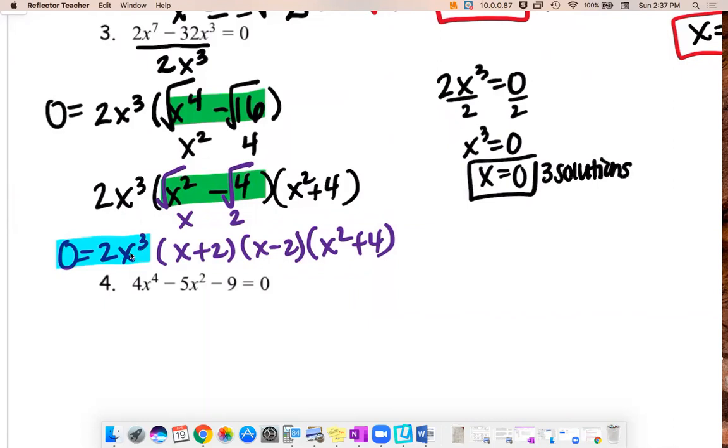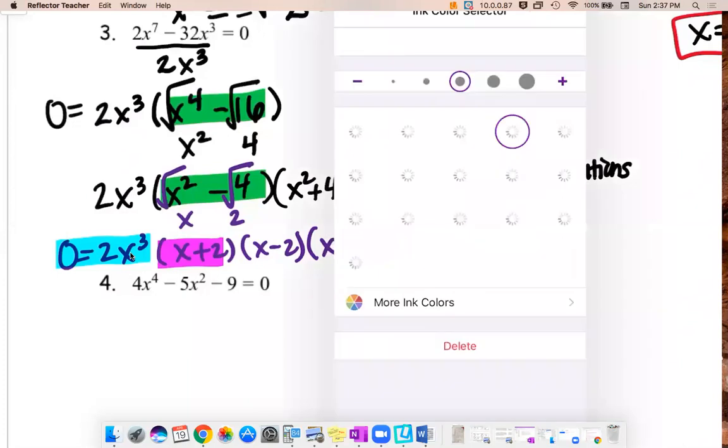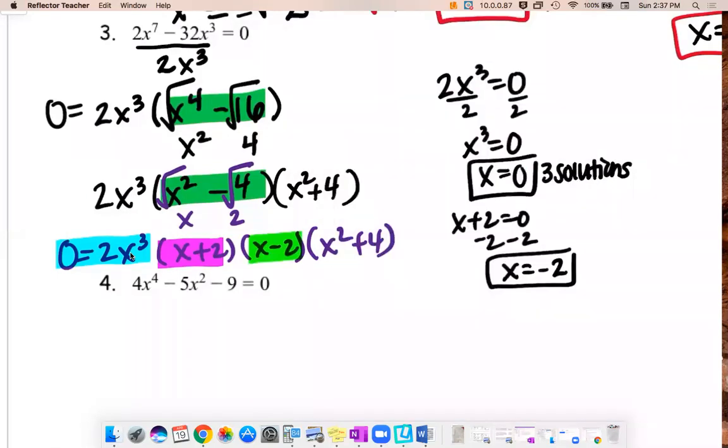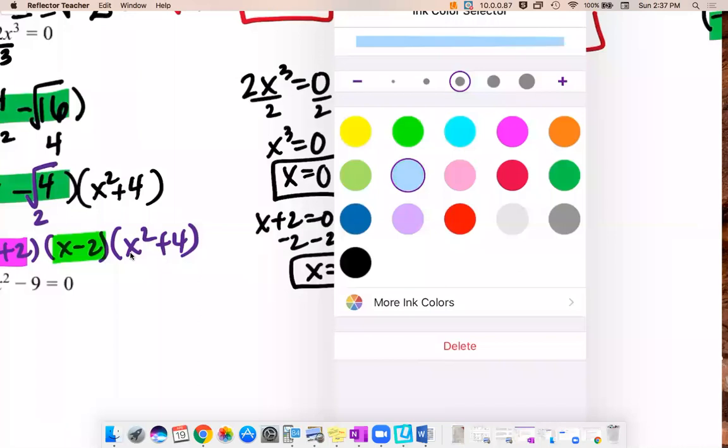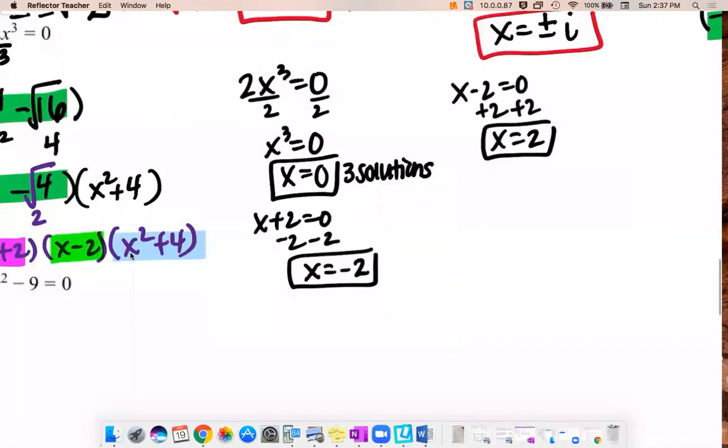Okay, so then the next one we're going to solve is this x plus 2. So if I set that equal to 0, you get x plus 2 equals 0. Subtract 2 from both sides, you get x is negative 2 is one of your solutions. And then I'm going to do it again with my x minus 2. So if I set x minus 2 equal to 0, add 2 to both sides, you get x is 2. Okay, and then the last thing that we have to solve is this x squared plus 4 equals 0.